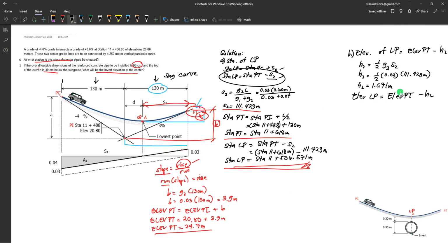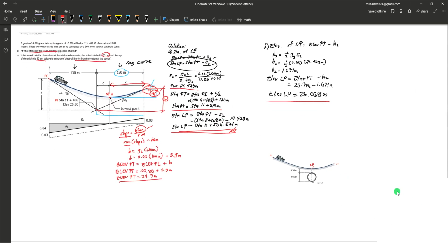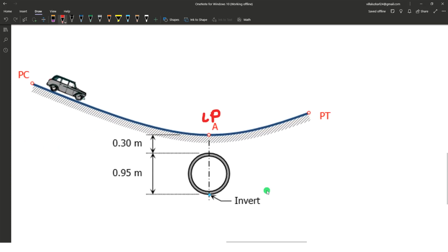So the elevation of the lowest point is equal to 24.7 minus H2, which is 1.671 meters. When we subtract the two, we have an answer of 23.029 meters. So the elevation of the lowest point is 23.029 meters. That will be used in determining the invert elevation.